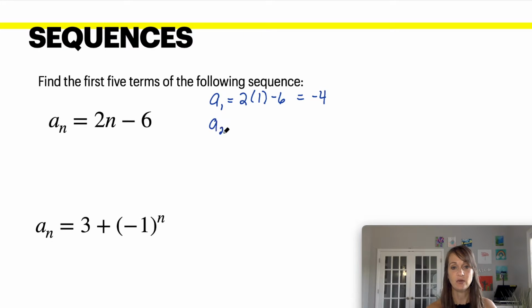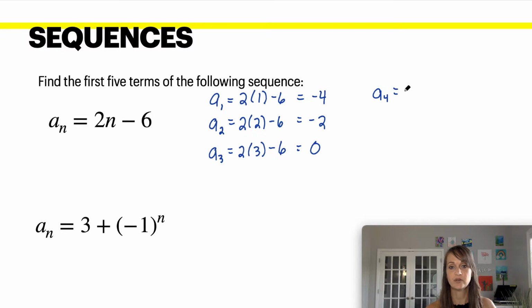And then I want to know the second term, so I'm going to plug in 2 for n. So I'll get 2 times 2 minus 6. 2 times 2 is 4. 4 minus 6 is negative 2. Then you would plug in the third term, which is 3. So I'm going to plug in 3 for n. 2 times 3 is 6. 6 minus 6 is 0. And then plug in the fourth term into n. 2 times 4 minus 6. 2 times 4 is 8. 8 minus 6 is 2.